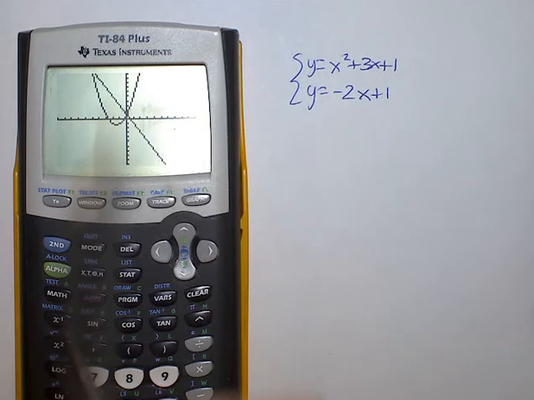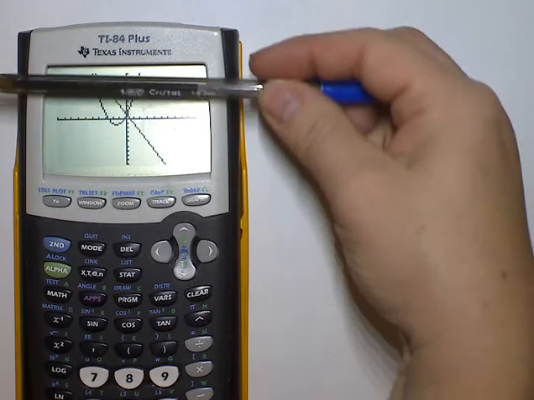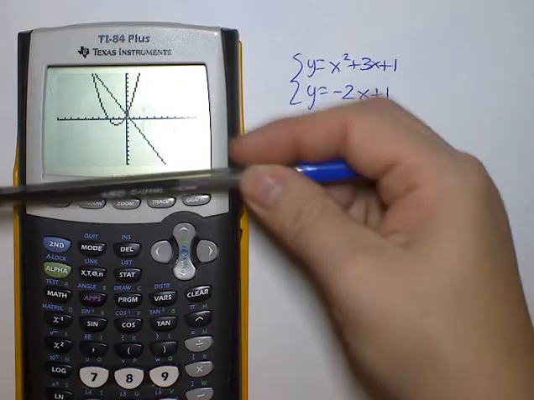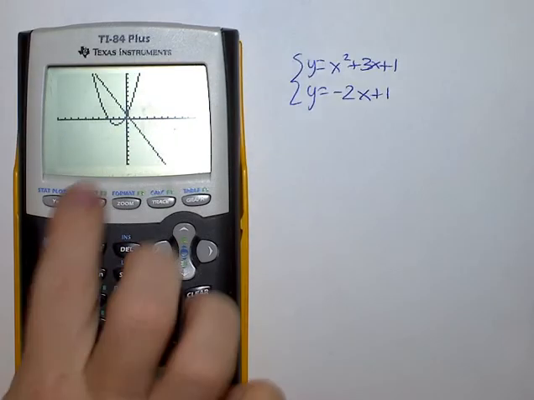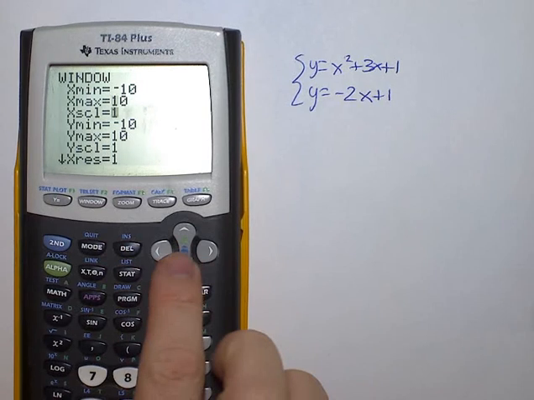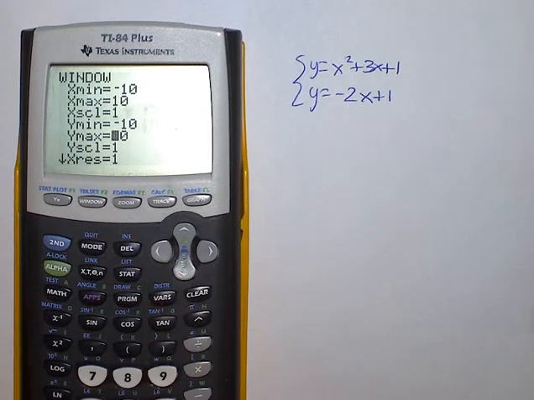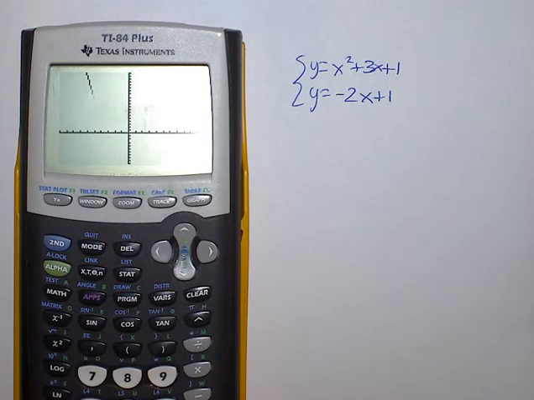So think of this as a curtain. It'd be nice if I could roll this curtain up a little higher. So this is the y direction. I want to go upward in the y direction. So hit Window, go to your y maximum. We want to go upward. Right now we have a maximum of 10. Let's go up to 20 and hit graph to see if we can now see the second intersection point.